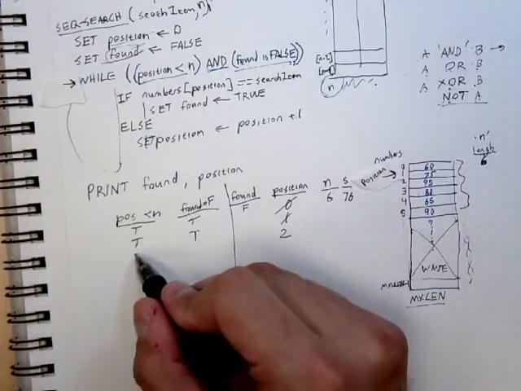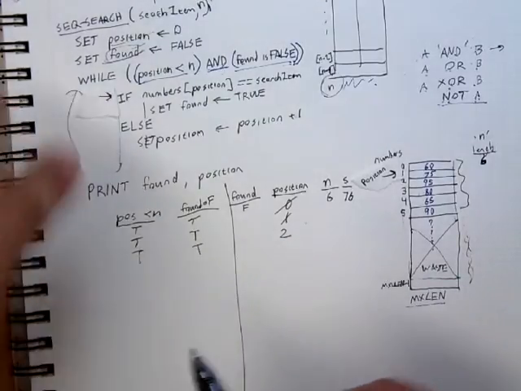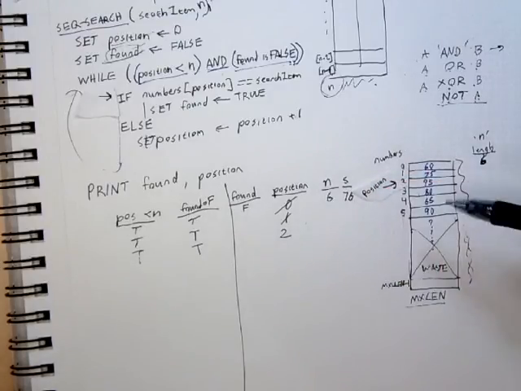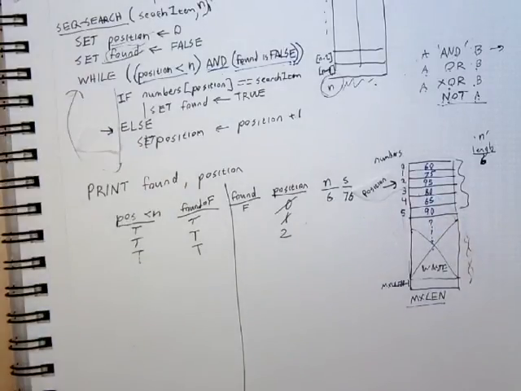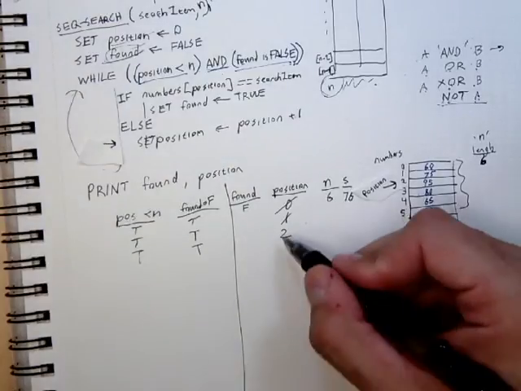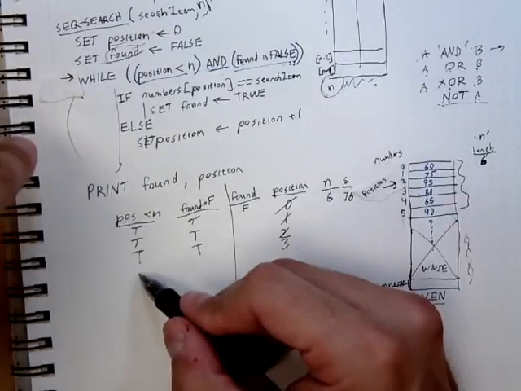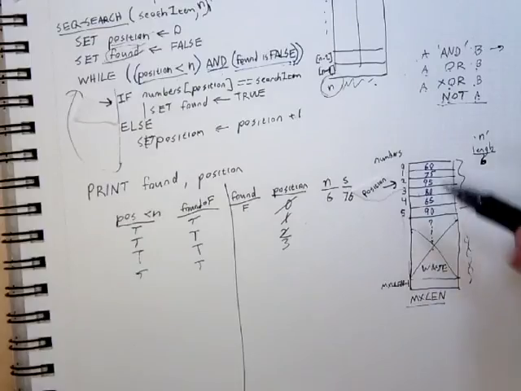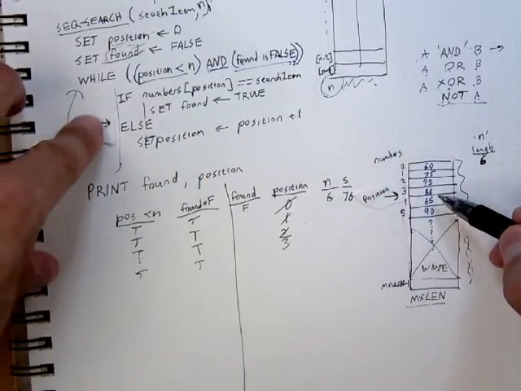Position is less than n, found is false. Position here is 2. So is numbers position, 95, equal to the search item? That's false, so we go down here. We set position equal to position plus 1. Up here, 3 is less than 6, and found is still false. Position is 3. Numbers 3 is 80. 80 does not equal 76, so we do the else.